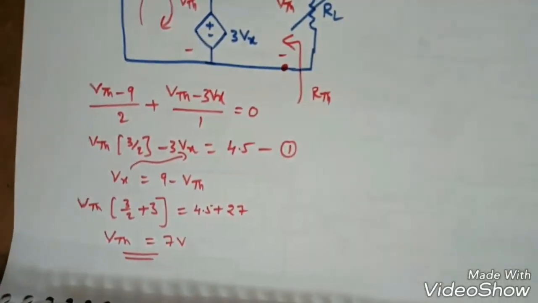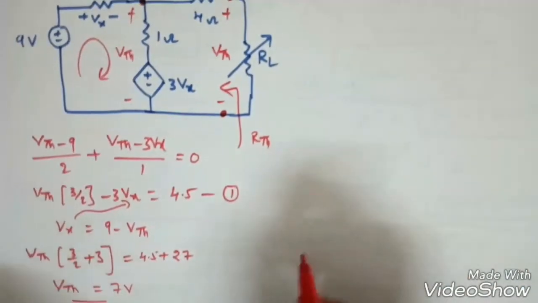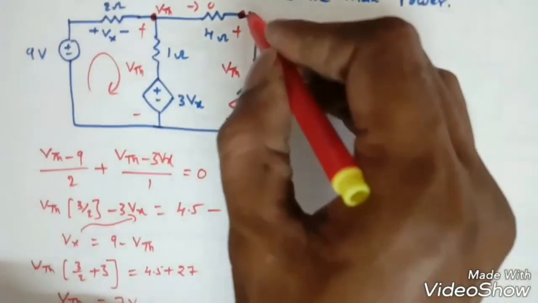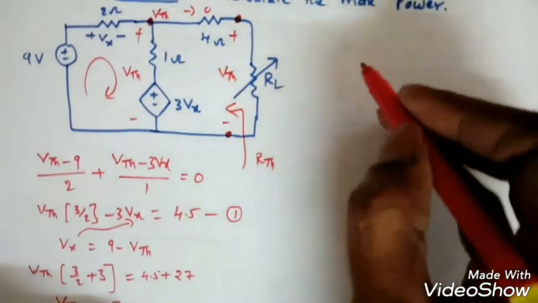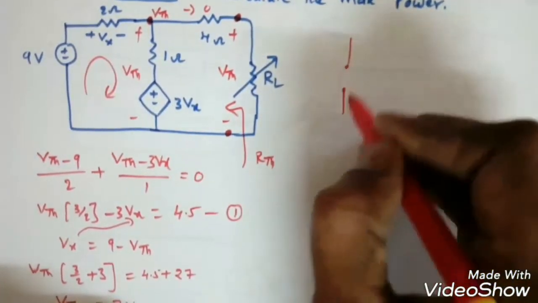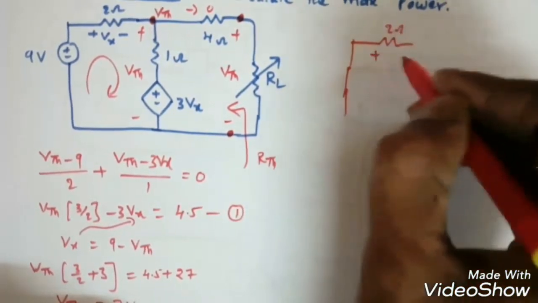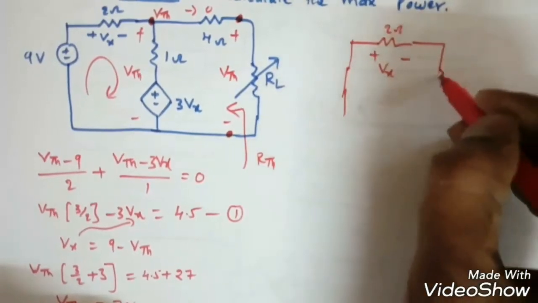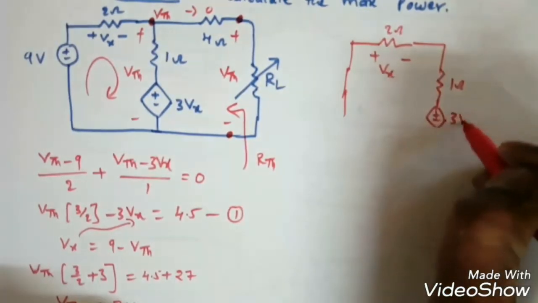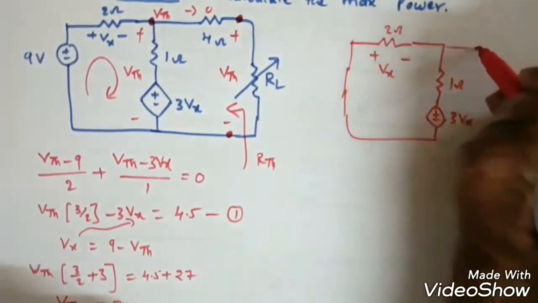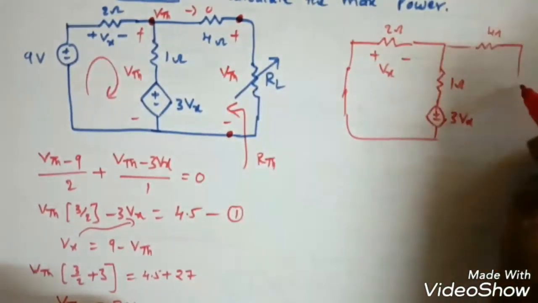Similarly, what we need to find is the resistance value. There are so many ways to find it. We can find the short circuit current, then VTH by ISC. Another way is to make all independent sources 0, that is, the source voltage is 0. This is 2 ohms, and this is plus minus Vx, and this is 1 ohm, and this is plus minus 3Vx, and this is 4 ohms, and this is where we need to find the Thevenin.